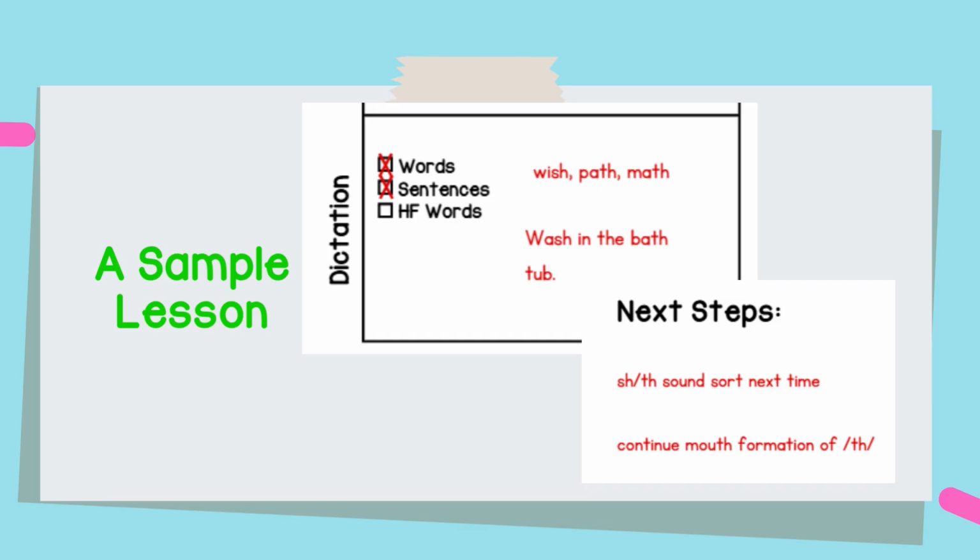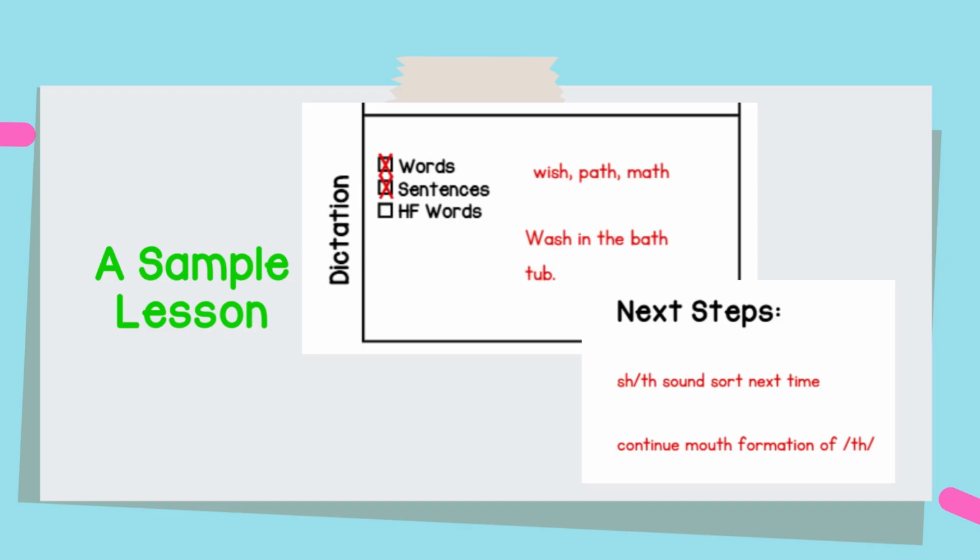And then when it comes to dictation, I'm going to do some words in isolation, and then I'm going to do a sentence. And when I am doing a decodable text, I like to relate my sentence especially back to the decodable. And I do, in the decodables, give you sentence examples to use to help with dictation. So I'm going to have them write the words wish, path, and math. And then I'm going to have them write the sentence wash in the bathtub. And that's going to reinforce the words I worked on today and the words they saw in their dictation.